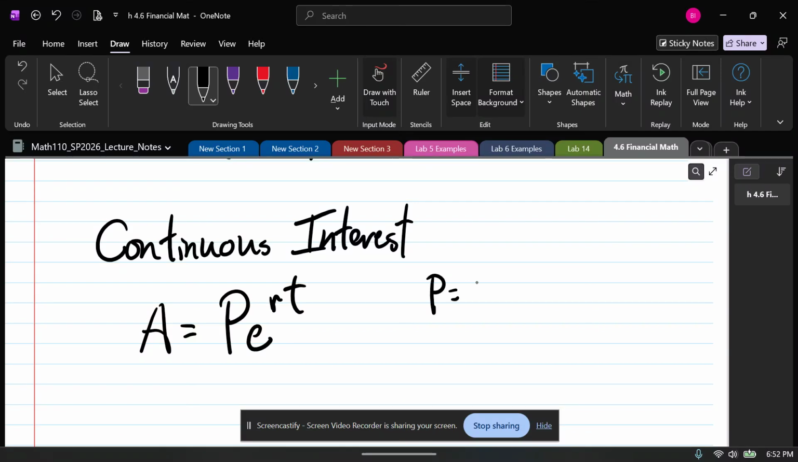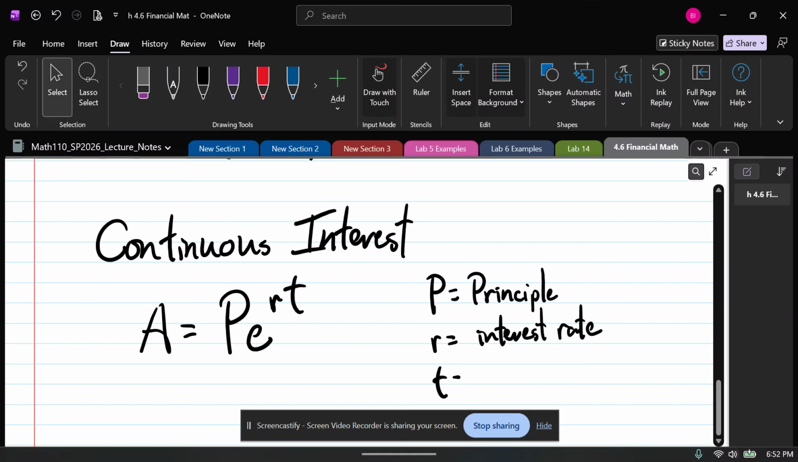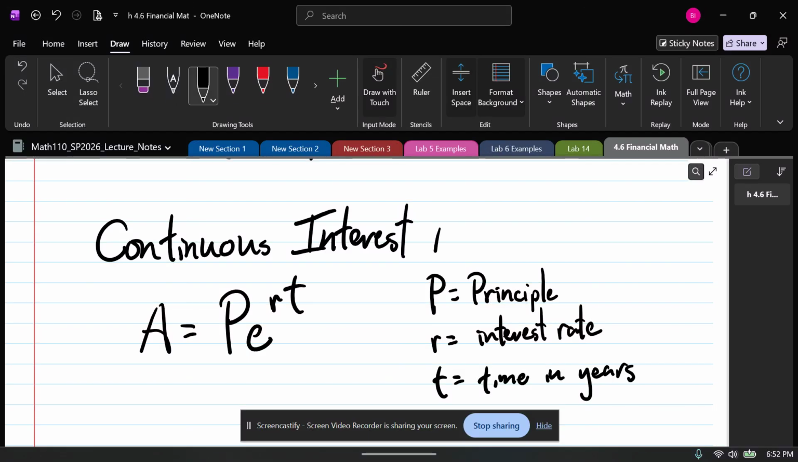P is still your principal. R is still your interest rate. It hasn't changed any. T is still time in years. A is still account value. That's all the same.